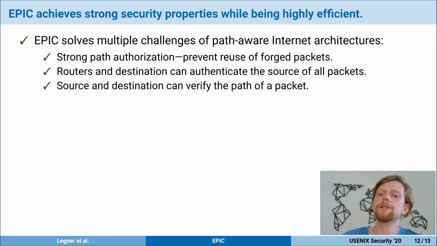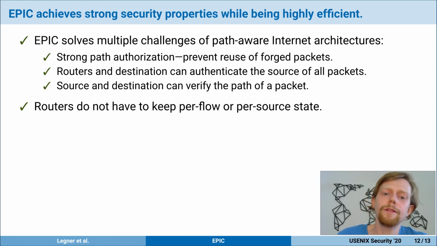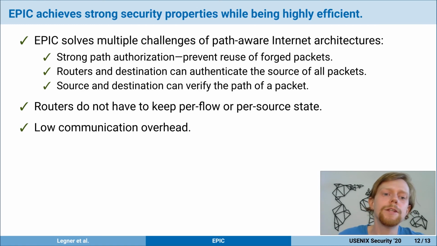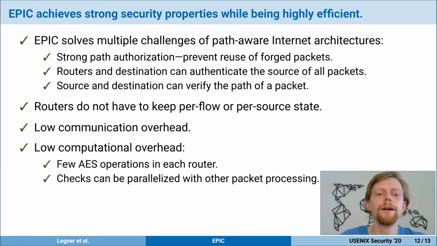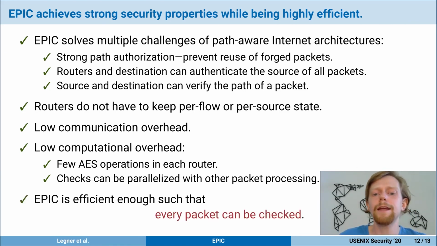EPIC solves multiple challenges that are faced by path-aware internet architectures. It strengthens path authorization by preventing the reuse of forged packets. It provides source authentication and path validation, and it does this with no per-flow or per-source state in routers, with low communication overhead and low computational overhead, where only a few block cipher operations are necessary. So overall, EPIC is efficient enough that in the internet, every packet can be checked at the network layer.